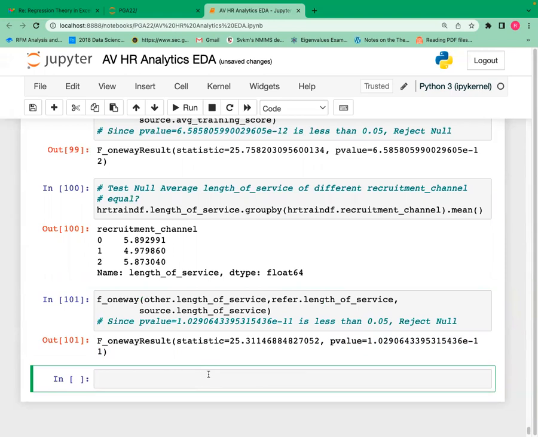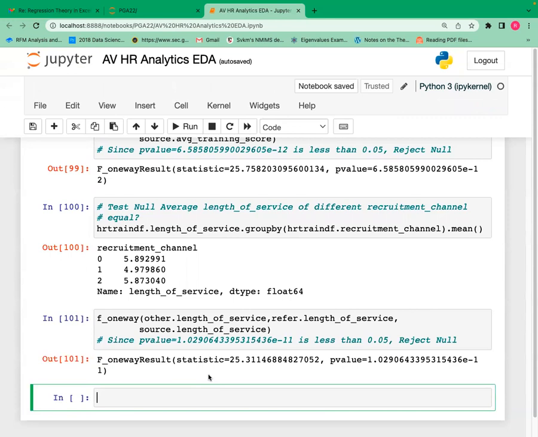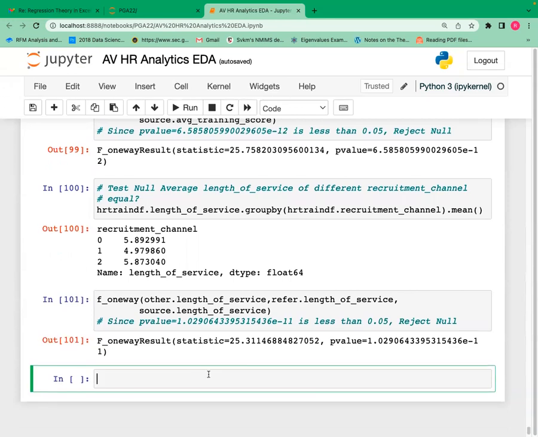For analysis of variance, it's not required. For ANOVA, it's not required. Only for the independent t-test you have to do it, and that too for independent samples, not for paired samples.